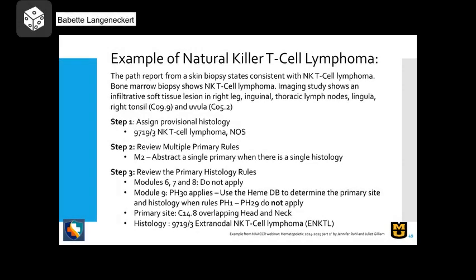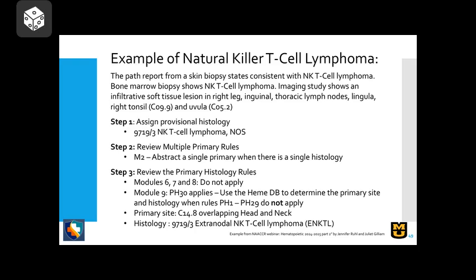Example of natural killer T-cell lymphoma. The path report from a skin biopsy states consistent with NK T-cell lymphoma. Bone marrow biopsy shows NK T-cell lymphoma. Imaging study shows an infiltrative soft tissue lesion in right leg, inguinal, thoracic lymph nodes, lingula, right tonsil, and uvula. Step 1. Assign a provisional histology. NK T-cell lymphoma is 9719/3.